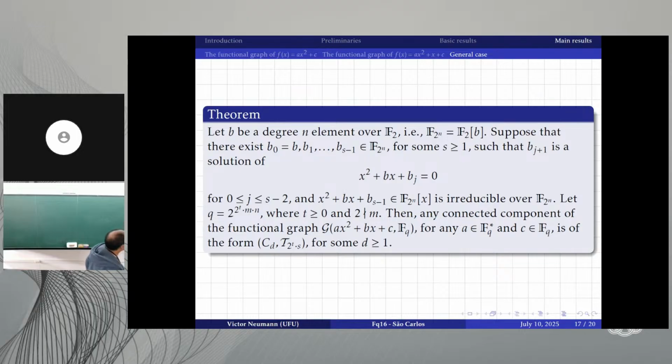In fact, it depends on the element B. It must be a Bn element over Q. And we solve this equation to take B1, B2, as we get an irreducible polynomial over F to the n. Then, when Q is written like that, because Q must be an extension of F to the n to have this functional graph over Fq, we write the power of 2 as a product of a power of 2 and a number n, which is an odd number. And in this case, we get that all the connected components are of this behavior.